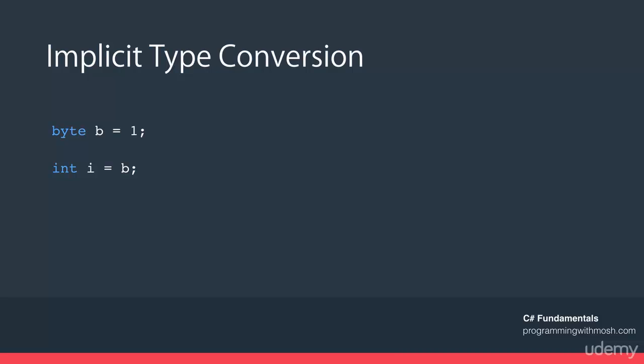Here is an example of implicit type conversion. A byte, as you know, takes only 1 byte of memory, and an integer takes 4 bytes. So we can easily copy a byte to an integer.